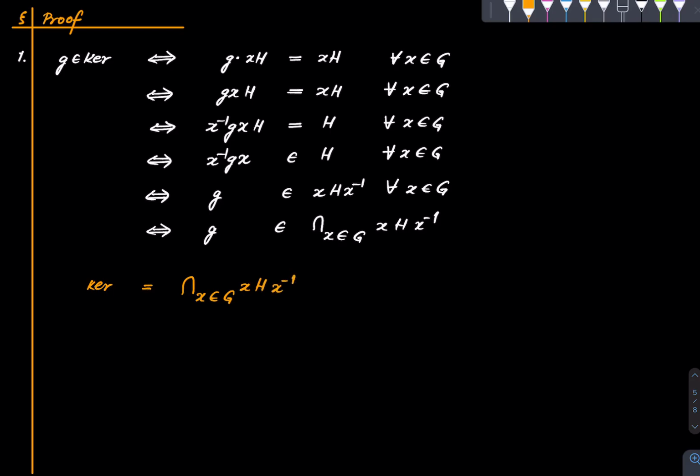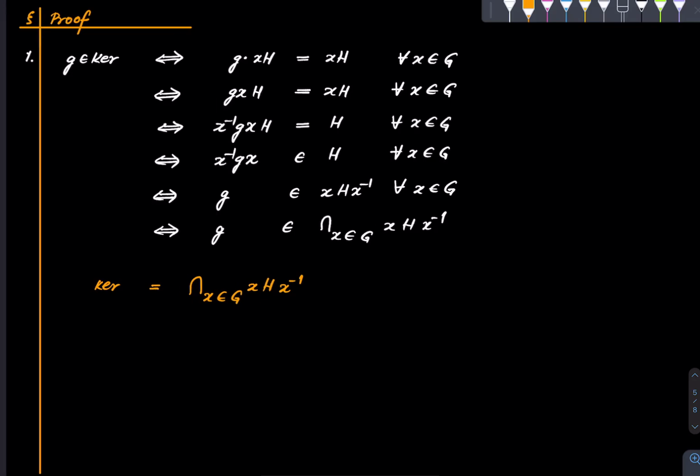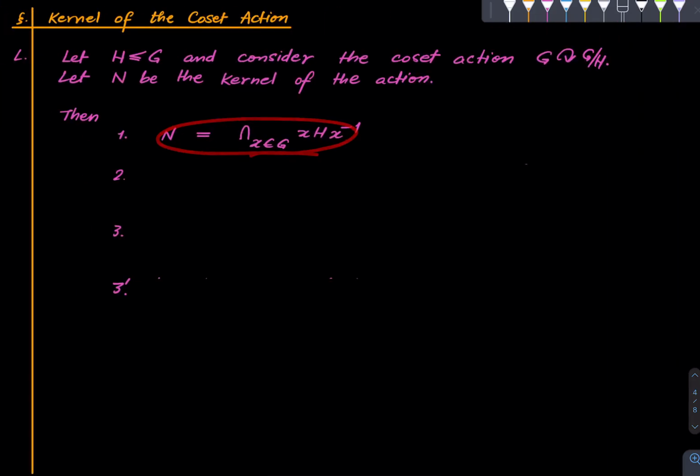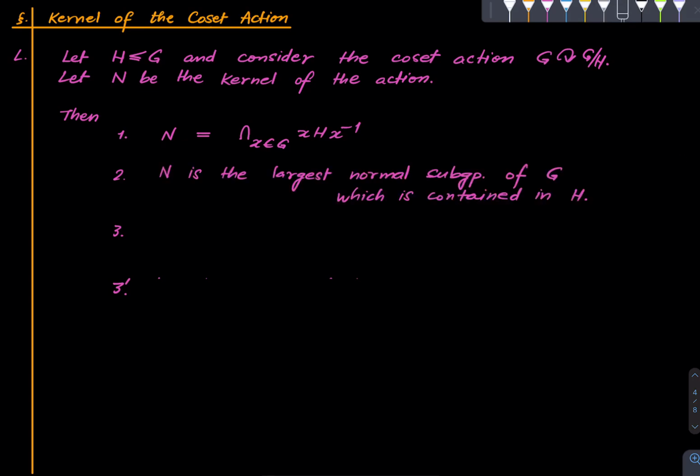And we have proved our result. So this proves what we stated here. And since N is the kernel of our action, N is in particular a normal subgroup of G. In fact, it is the largest normal subgroup of G which is contained in H. So we will show that the kernel of the action is the largest normal subgroup of G which is contained in H. And let me make that maybe more clear.